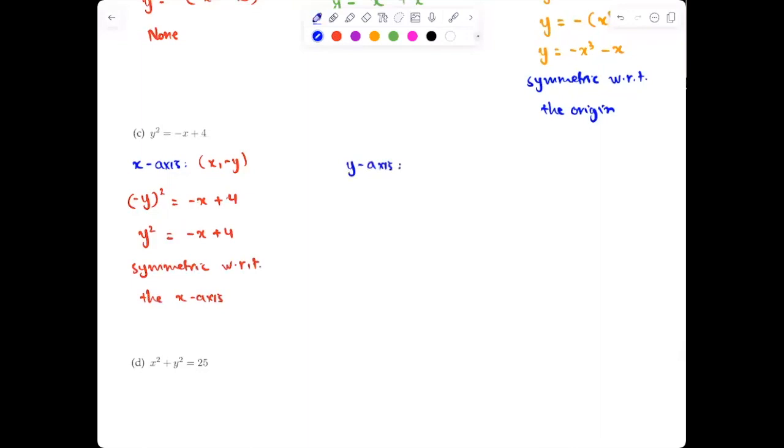Now for the y-axis, you have the point negative x comma y. Then you substitute this into the original equation. You should get y squared equal to the negative of negative x plus 4. Technically what you did is replace x by negative x. You follow? The right-hand side is now equal to x plus 4. So it's different from the original equation, and you say that there's no symmetry with respect to the y-axis.